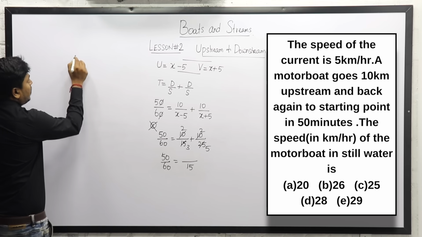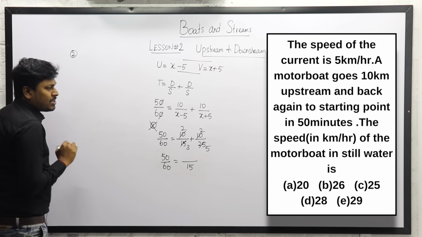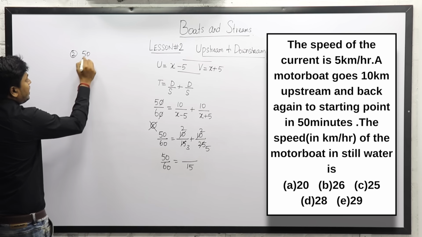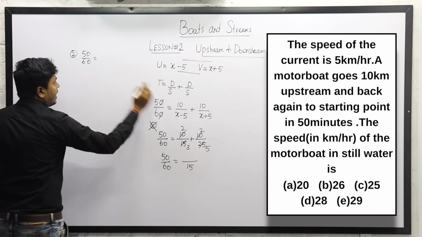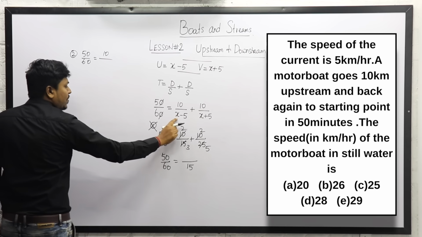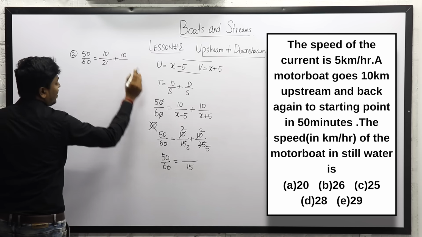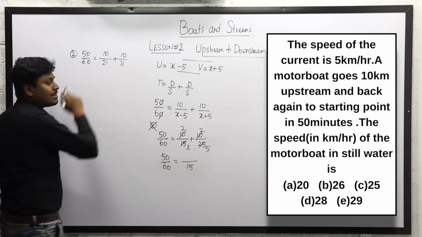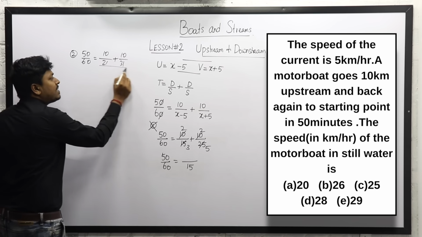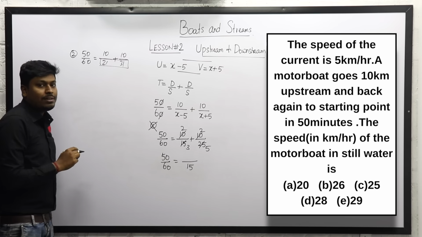Let me move on to the second option. The second option is 26. So 50 by 60 is equal to 10 divided by 26 minus 5, which is 21, plus 10 divided by 26 plus 5, which is 31. Will you get 60 as the LCM? No, you will not get 60 by just taking the LCM of 21 and 31.